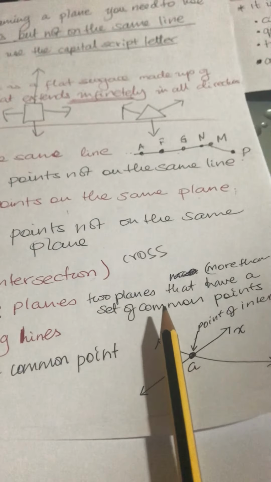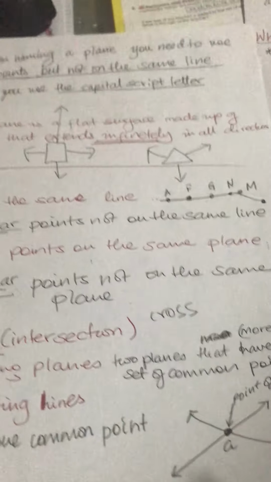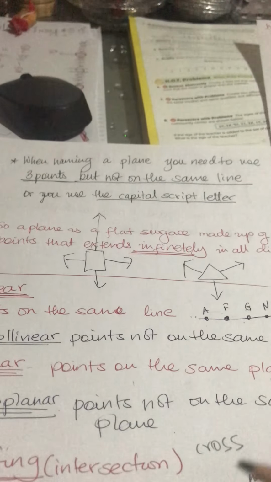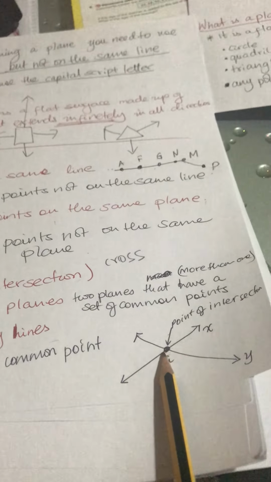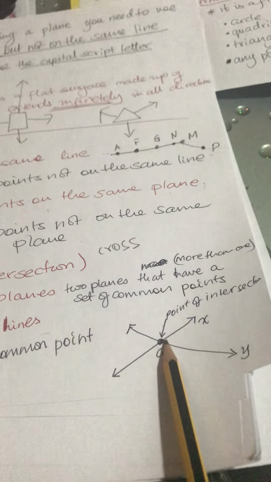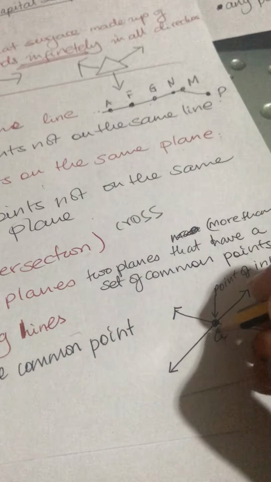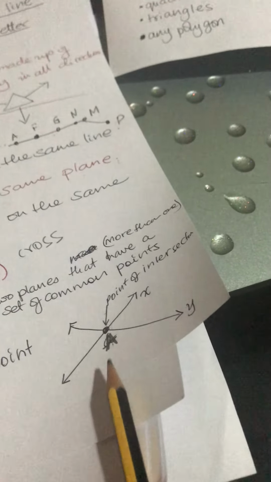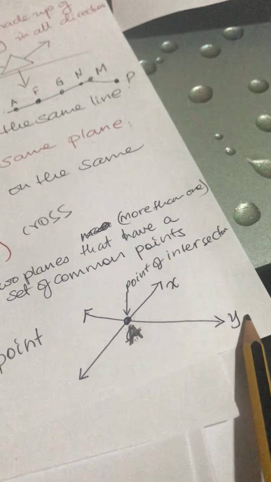Okay? So intersecting planes is when you have a set of common points. When planes intersect, you have more than one point where the intersection is happening. And when lines are intersecting, you only have one point. One. The point of intersection. Here the point of intersection, and we said points are labeled with a capital letter. So point A is the point of intersection for line X and line Y.